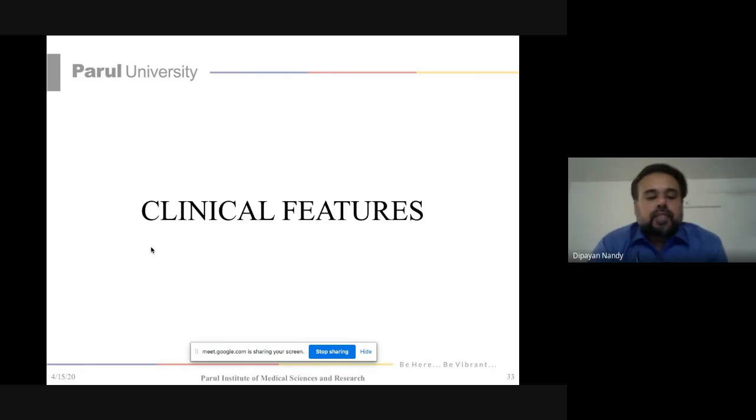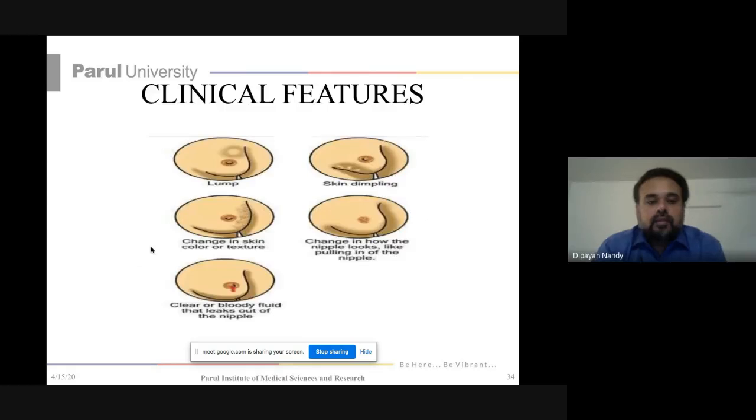Going further, let's discuss the clinical features. In clinical features, the most common feature which a patient always presents with is a lump in the breast. The lump can be anywhere in the breast or it can even be in the axilla. Sometimes the breast lump is small and not detectable, but in the axilla you can find a big lump present. The other symptoms include skin changes.